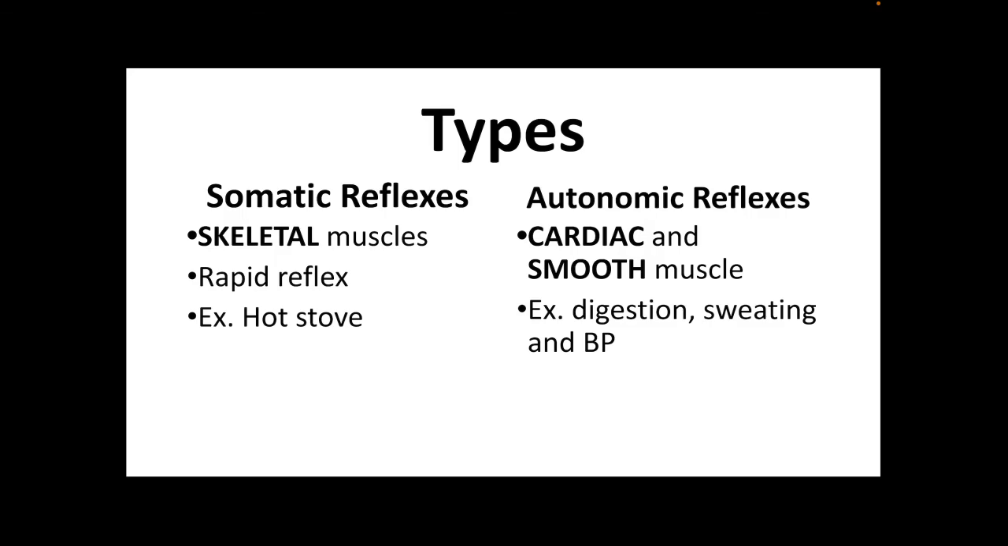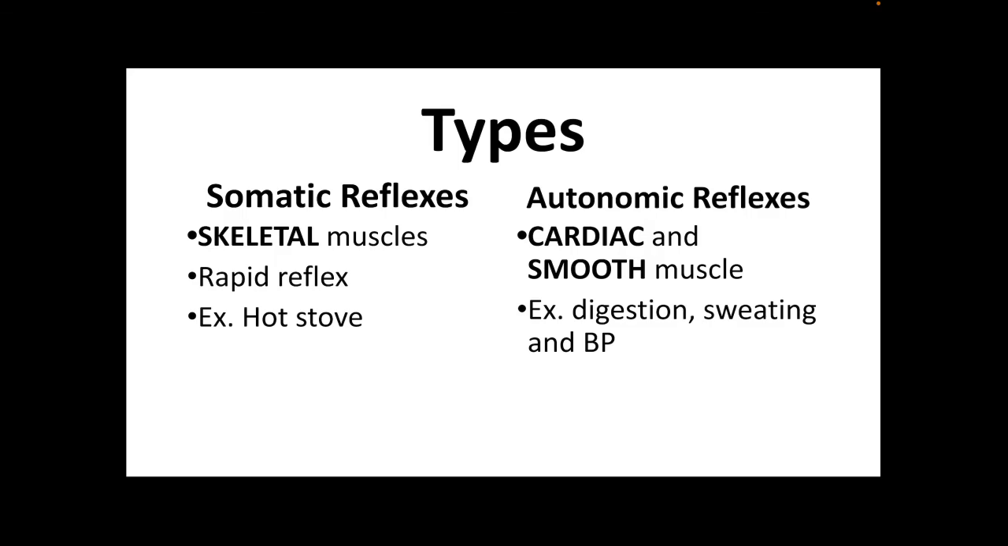So there's two types of reflexes. There's somatic and autonomic. Somatic has to refer to your skeletal muscles, so SS. So this is like your rapid reflex. So these are quick movements that you have. Example, touching a hot stove, immediately you remove your hand.